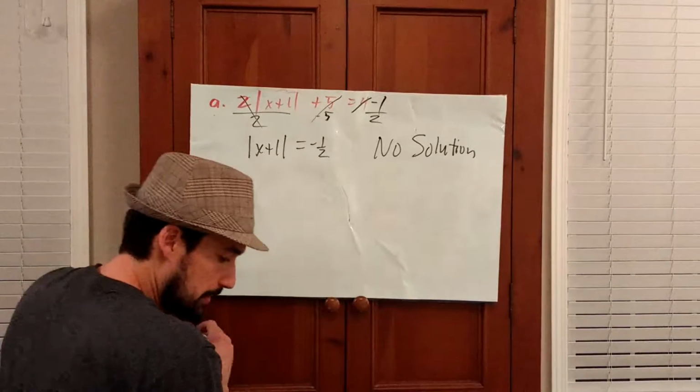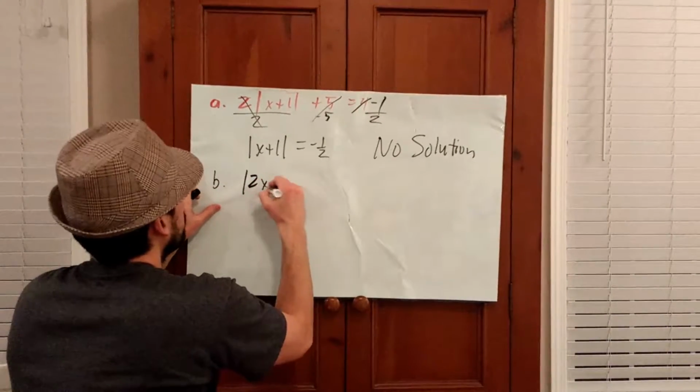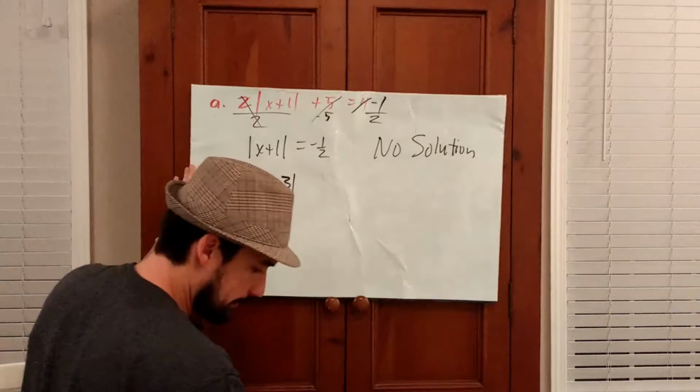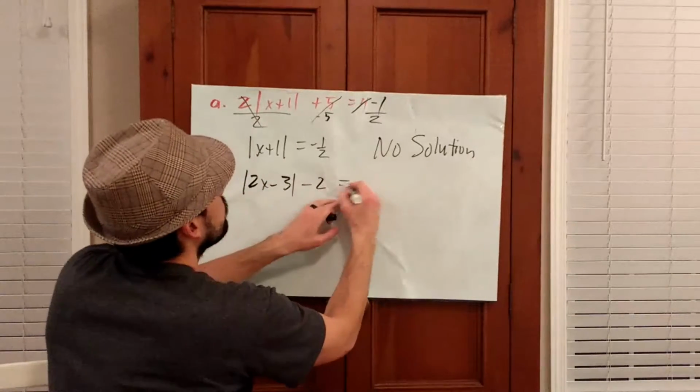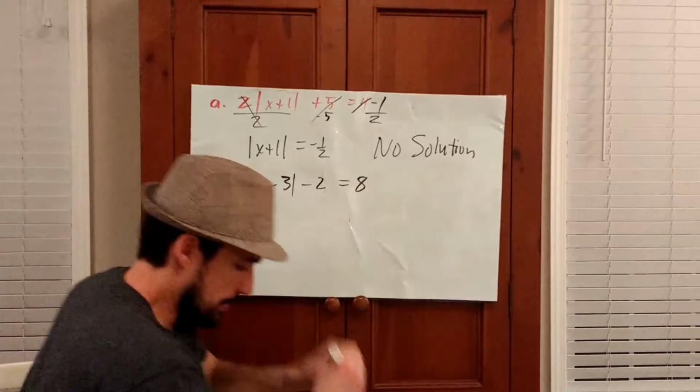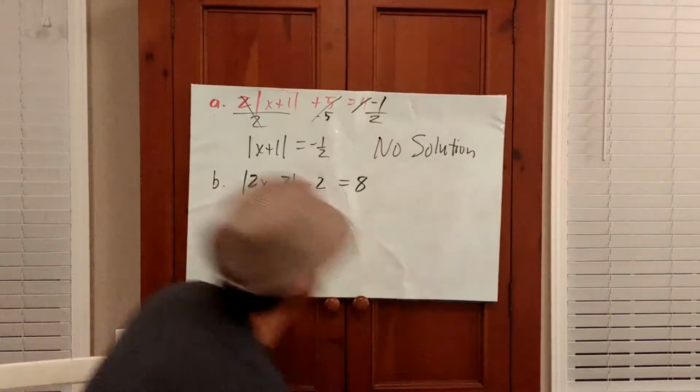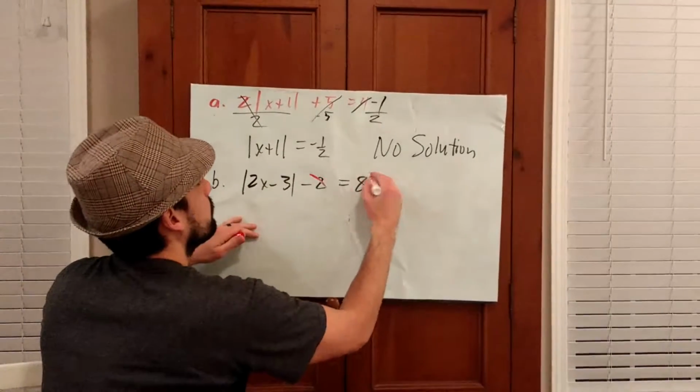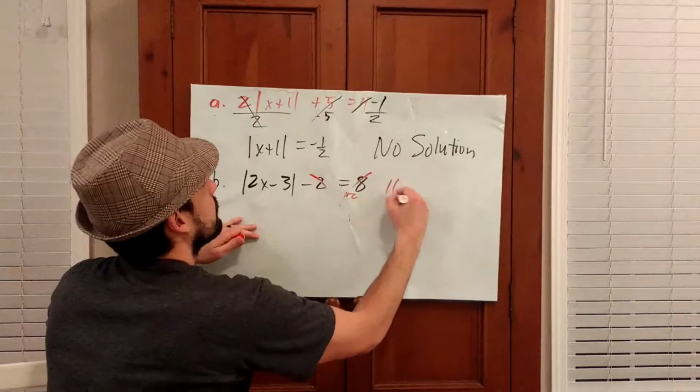All right, so on to part B. It's going to have some of the same steps. Ooh, this black is really nice. So we've got to deal with that minus 2 first. That's got to be moved over to the right. So plus 2, that's really going to be 10.